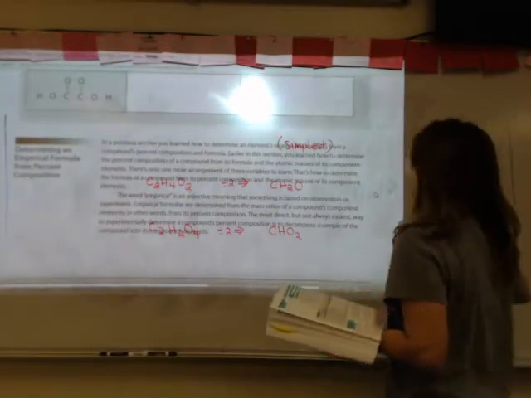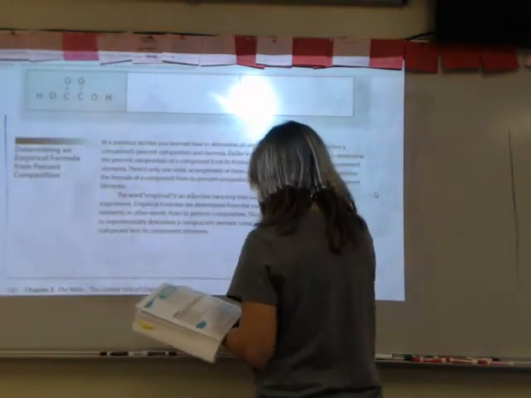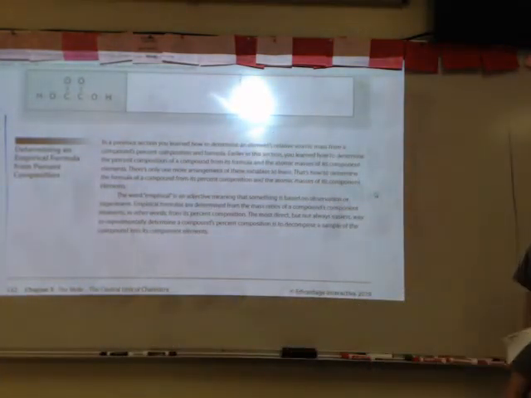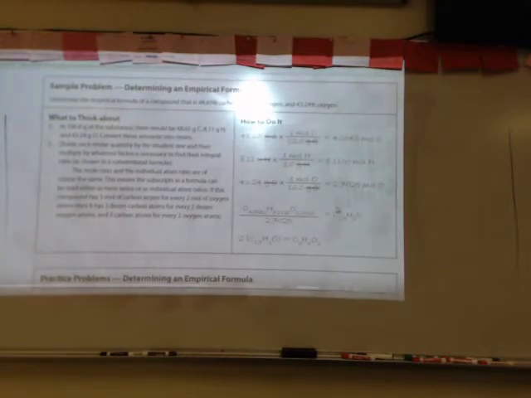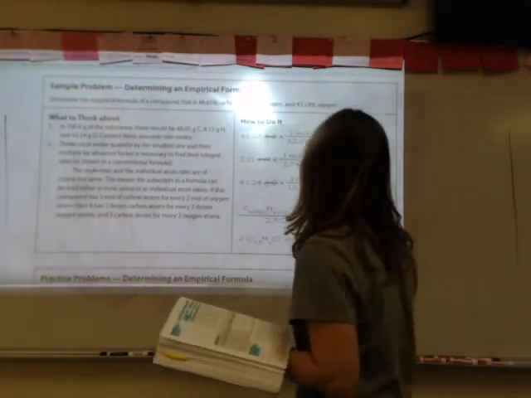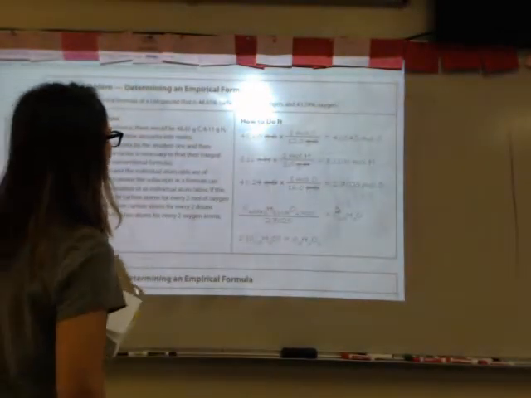Now, we can determine the empirical formula from percent composition. So if you have the percent of each element in a compound, you can drop the percent sign and convert them to grams, or just write grams in the percent's place, convert them to moles, divide by the smallest mole, and you'll have your empirical formula.